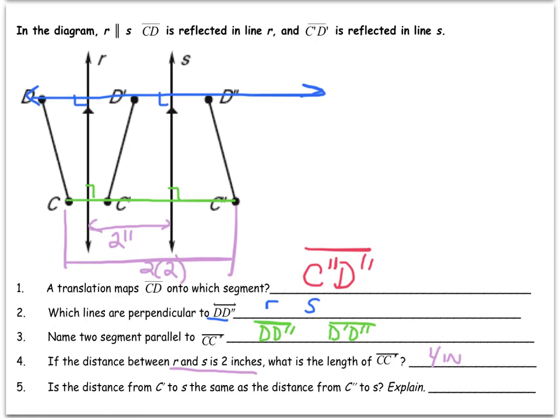Lastly, we want to know, is the distance from C prime to C double prime equal? Are those congruent? And as you've already studied, by properties of reflection, these must be congruent. The reflection from C prime to the line and the line to C double prime are the same exact lengths. So yes, they are the same distance.